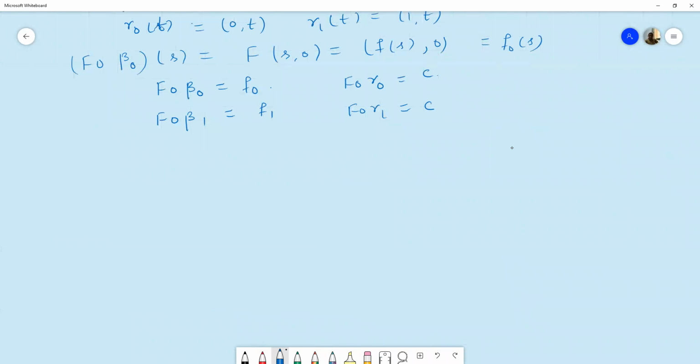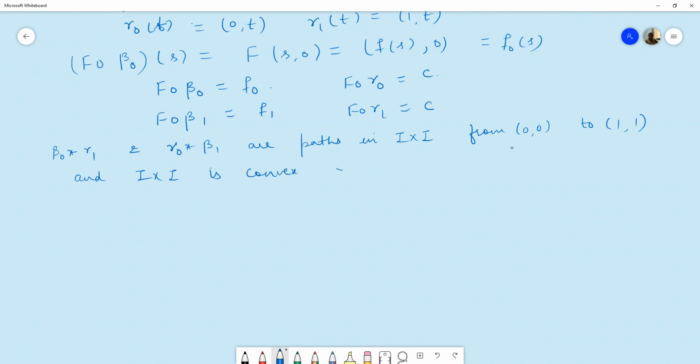So we can see here that the paths beta naught star gamma 1 and gamma naught star beta 1 are paths in I cross I from point (0,0) to (1,1), and I cross I is convex. So these two are homotopic. Beta naught star gamma 1 is homotopic to gamma naught star beta 1. And suppose G is the homotopy between them.